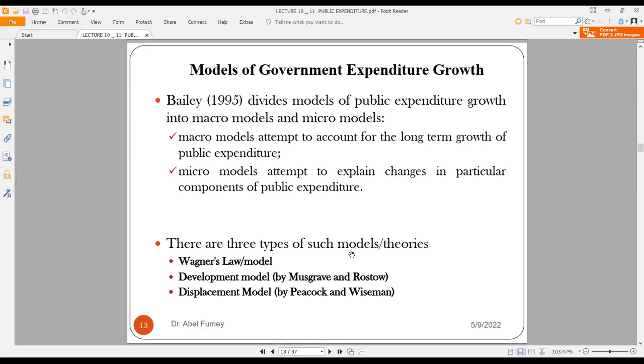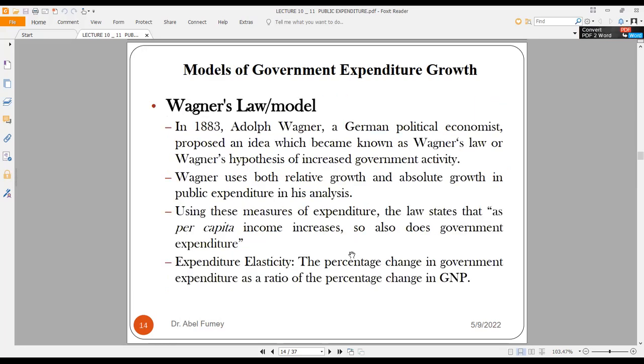models. All right, so the models that we'll be looking at are Wagner's law model, then the development model by Musgrave and Rostow, and then the displacement model by Peacock and Wiseman. So these are the three models that we'll look at. So let's start with Wagner's law.